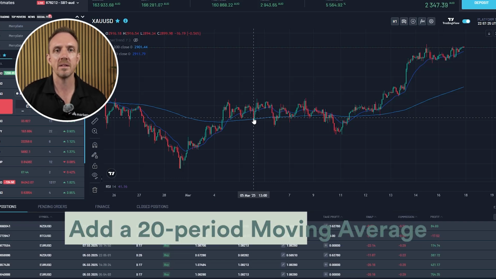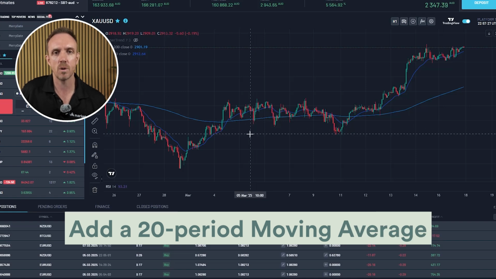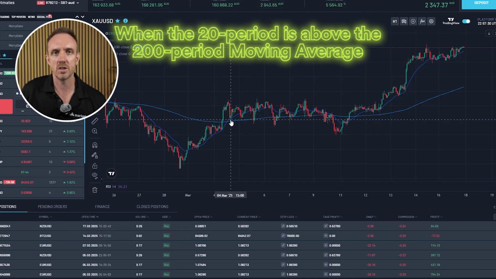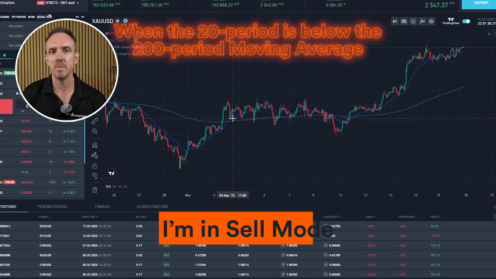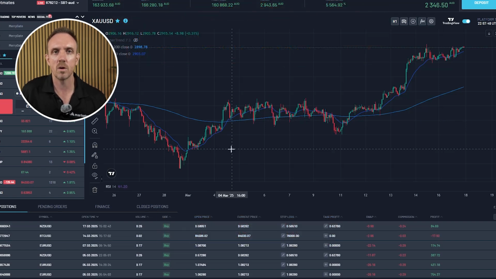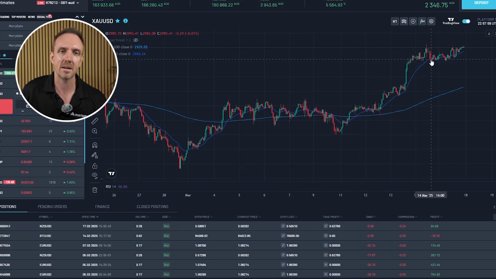So what I like to do is add a 20 period moving average as well. So when the 20 period moving average is above the 200 period, I'm in buy mode. When it's below, I'm in sell mode. You can see here in this example on gold, that by having the 20 period moving average, it stops us from getting whipsawed during these choppy conditions, but still helps us remain in the trend during trending markets.